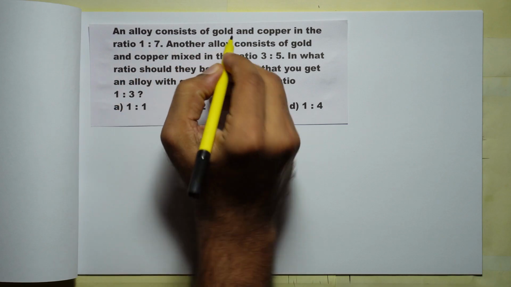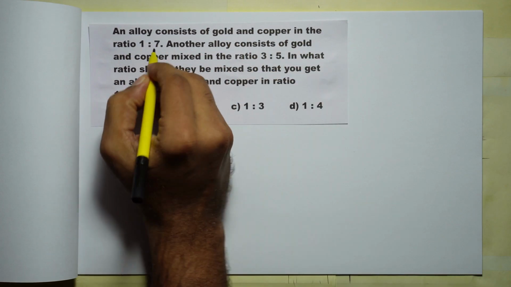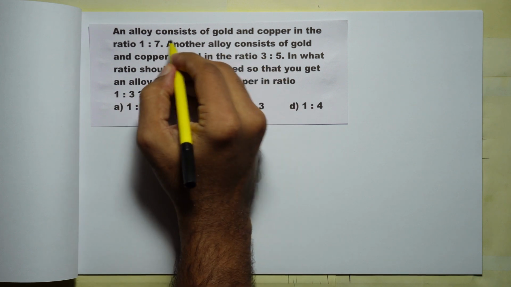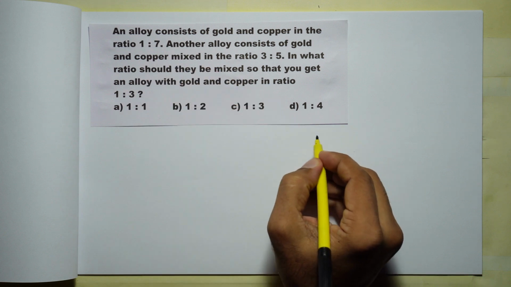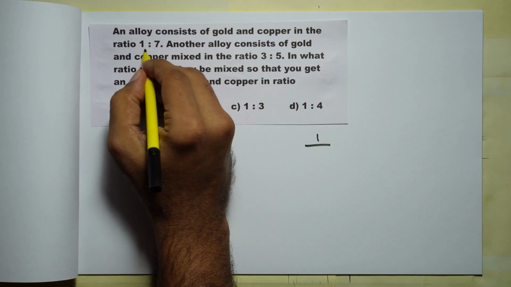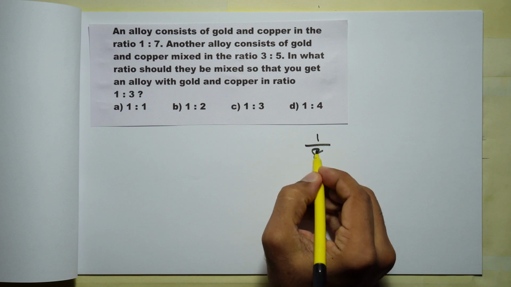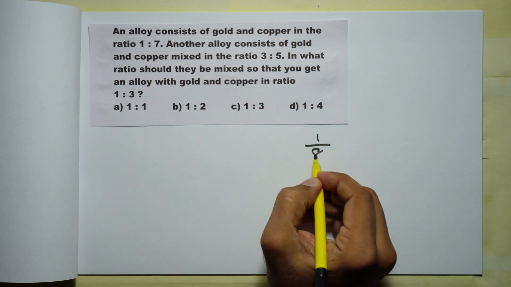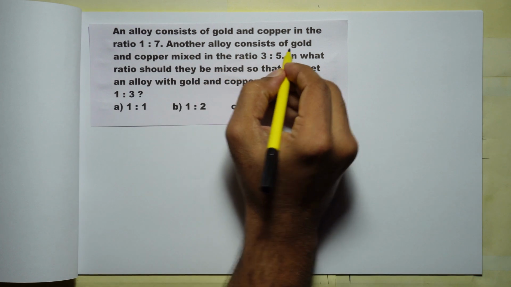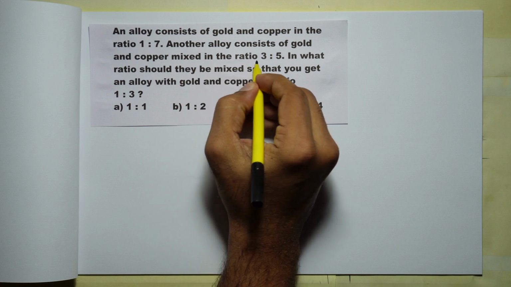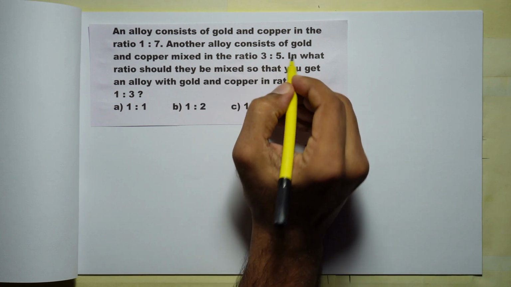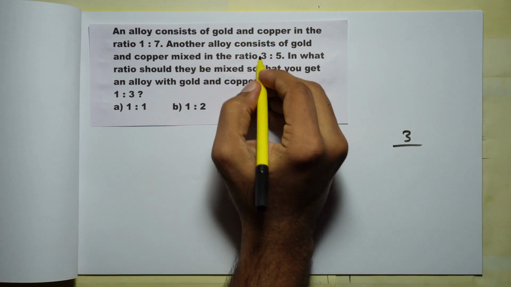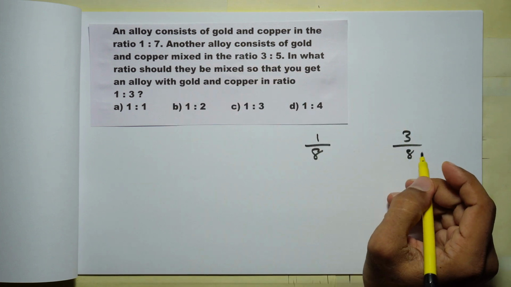An alloy consists of gold and copper in the ratio 1:7. So first of all we'll find the concentration of gold in that alloy. Concentration of gold will be 1 out of a total of 1 plus 7, 8. So this will be the concentration of gold in that alloy. Another alloy consists of gold and copper mixed in the ratio 3:5. So concentration of gold in that alloy will be 3 out of a total of 3 plus 5, 8.